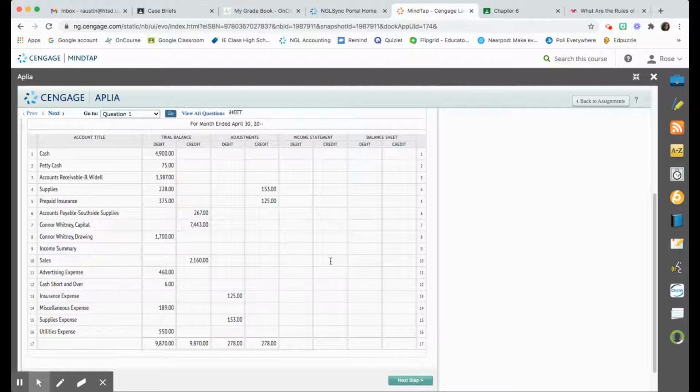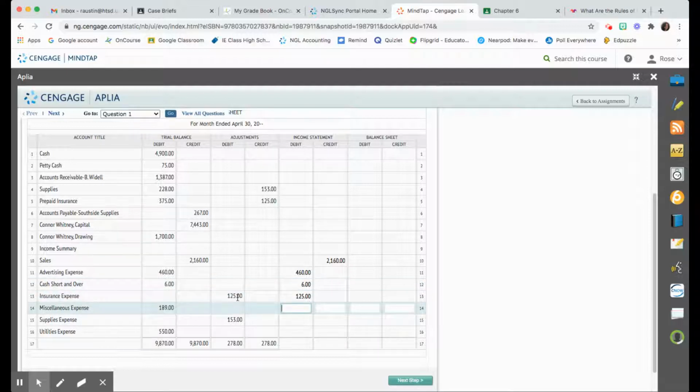So let's come over here to the income statement. And if sales is a credit in the trial balance section, it's going to be a credit here in the income statement. So we're going to do 2,160. And then the rest of these are expense accounts, and they're going to come over here to the income statement in the debit column. So advertising expense is 460. Cash short and over is $6. Oops, $6. And insurance expense is 125.